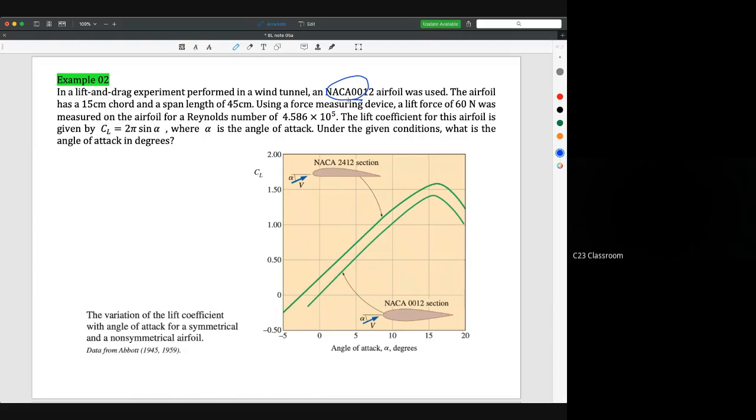The lift coefficient for this airfoil is given by CL equals 2 pi sine alpha, where alpha is the angle of attack under the given condition. So what is the angle of attack in degrees? This is the common diagram of the relationship between the angle of attack and the lift coefficient. This is the NACA 2414 airfoil, and this is the NACA 0012 for this question. This is the curve created by these two airfoils.